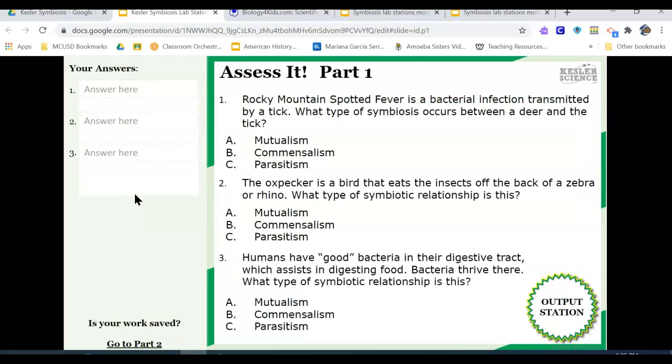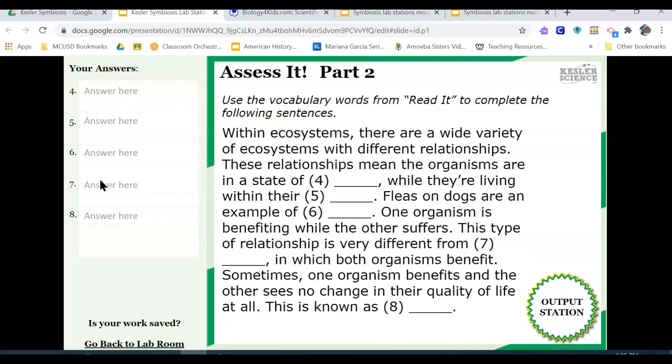Finally, here we are with Assess It. Please put only the correct letters here, not the entire answer. And here's where you're going to be using your vocabulary, and you're going to put the answers here that would fill in the blank.